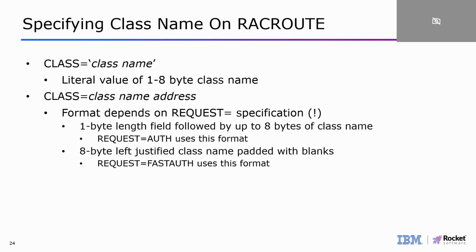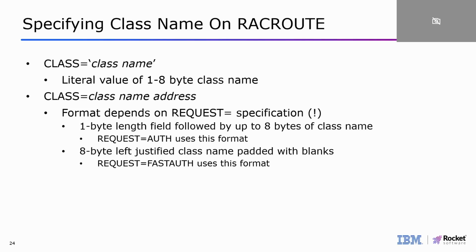Okay, how do you specify the class name on RACROUTE? Okay, the easiest way, I suppose, programmatically, is you can stick it inside some quotes. So it's just a literal value of a 1 to 8 byte class name. Or you can point it to an address.